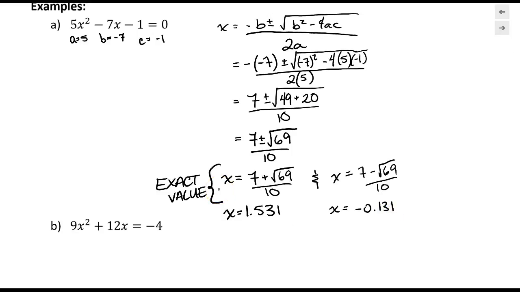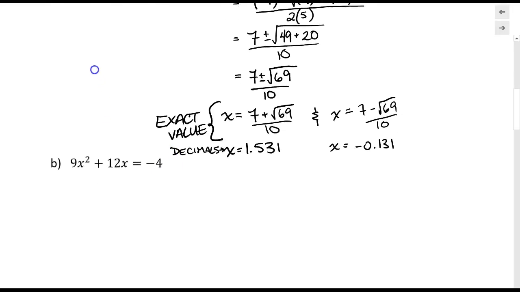When we're looking at our values, we can have exact values or we can have decimals. If you don't have a calculator, leave it in exact value form. If you do have a calculator, you can convert to decimals.